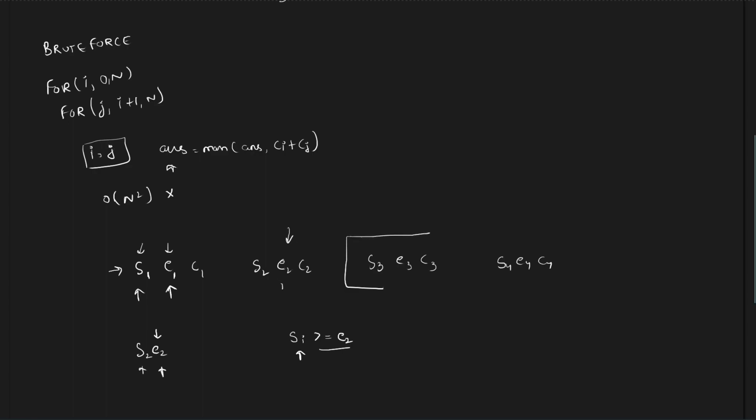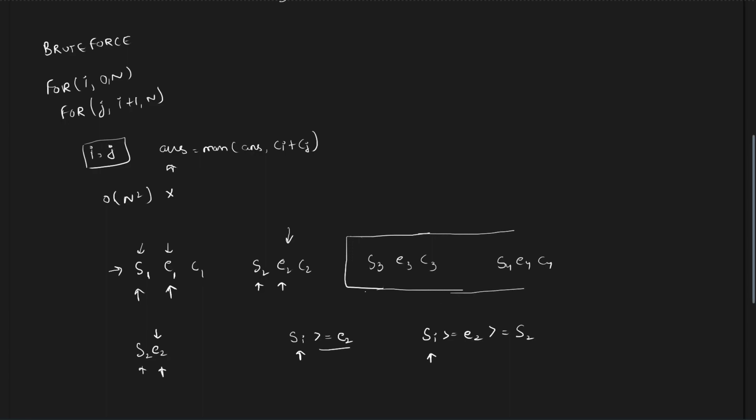Since the ending time will always be greater than S2, E2 will always be greater than or equal to S2. So Si, which should be greater than or equal to E2, should lie in this particular range. Now let me just write it as an equation so that you understand it better. Si is greater than or equal to E2 and E2 is greater than or equal to S2. So this particular Si should always lie in this particular range.